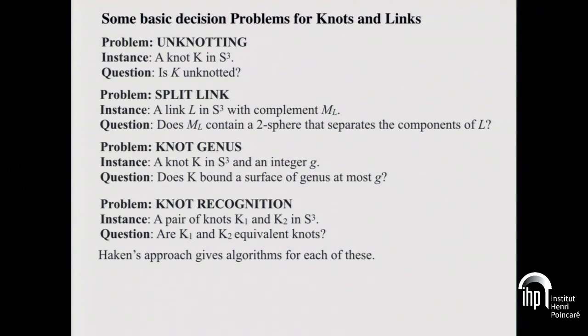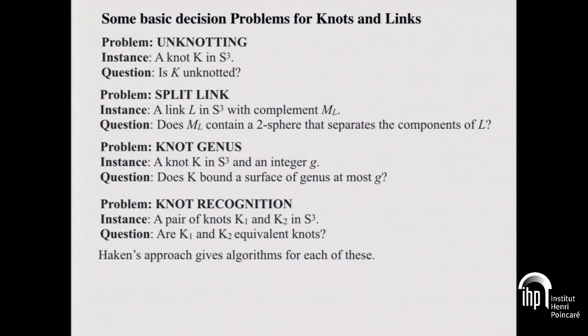Or if you have a link with two components, is it a split link? Is there a way of finding a two-sphere in R3 such that each component lies on distinct sides of the two-sphere? The knot genus problem says, given a knot, what is the smallest Seifert surface? What is the genus of the smallest Seifert surface spanning the knot? And the knot recognition problem says, given a pair of knots, are they equivalent?